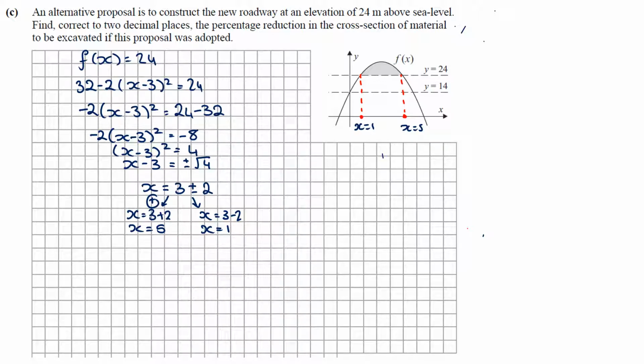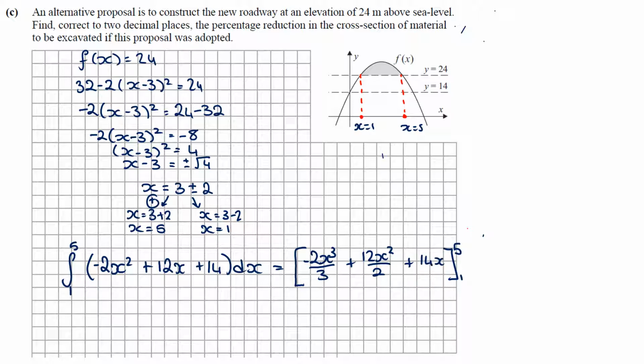Now that I've done that, we know that when we integrate our function, we're going to be integrating between 1 and 5. Again, I'm going to use my function as I found it in the last question because I can't work with that square bracket for integration. It has to be a basic polynomial. So when I integrate this, we get, as before, minus 2x cubed over 3 plus 12x squared all over 2 plus 14x, and that's between 1 and 5. When you work that out, you should get 352 all over 3. I'm leaving it in fractional form to make it as accurate as possible.